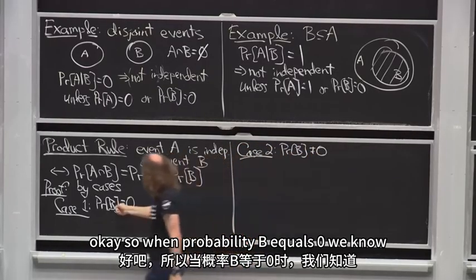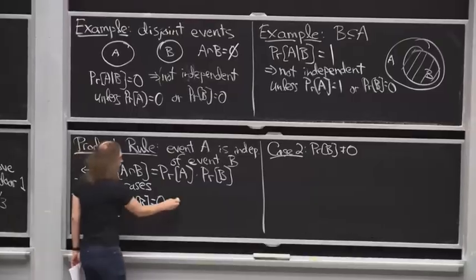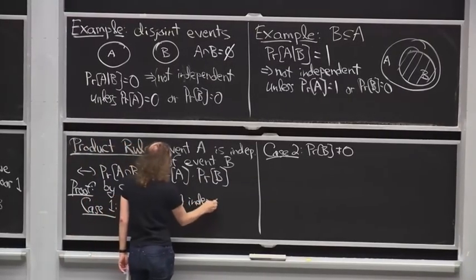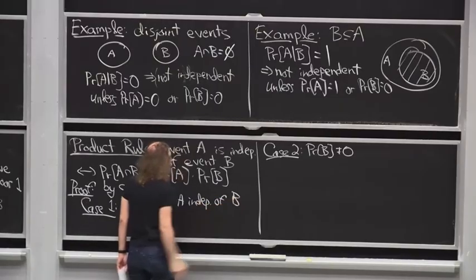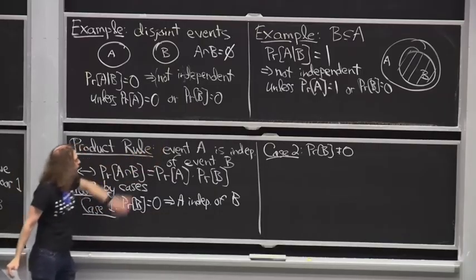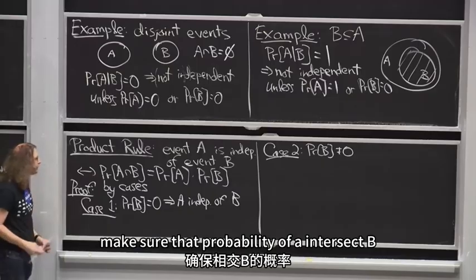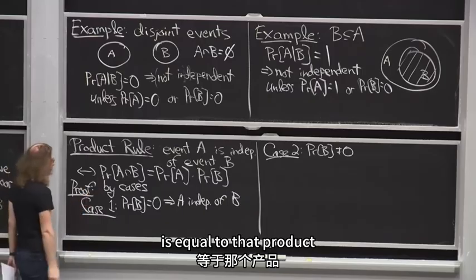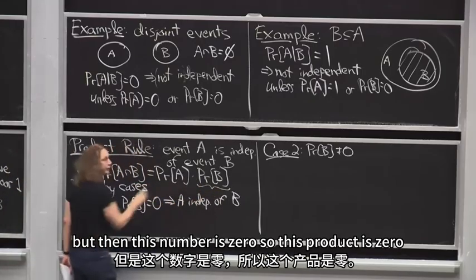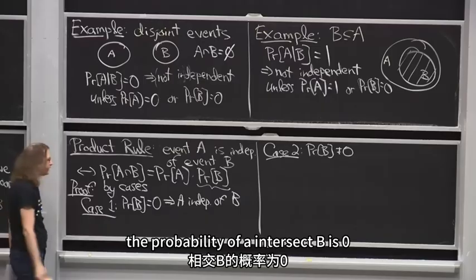Okay, so when probability of B equals 0, we know that A is independent of B. That's part of the definition. So now, this part is true. So for this if and only if to be true, we better make sure that probability of A intersect B is equal to that product. Okay, but then this number is 0. So this product is 0. So what we really want is that the probability of A intersect B is 0.